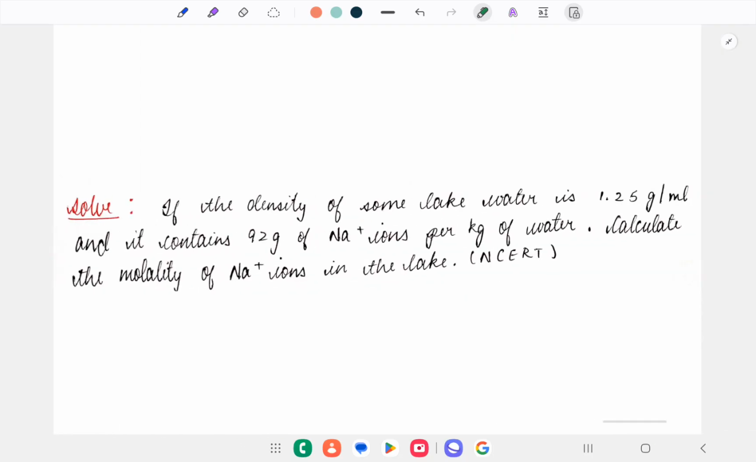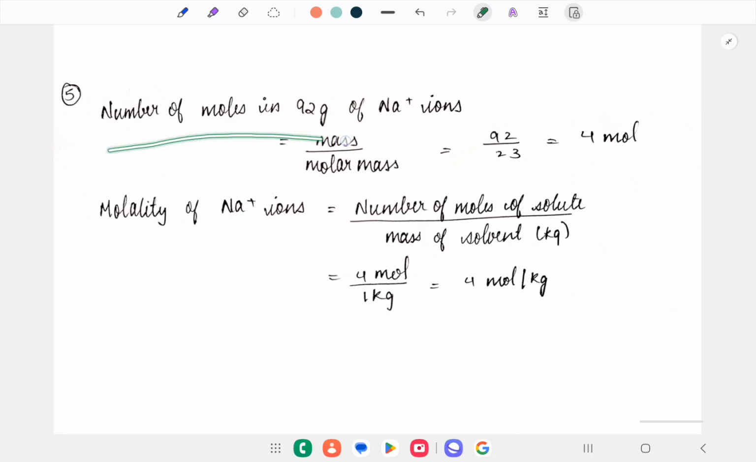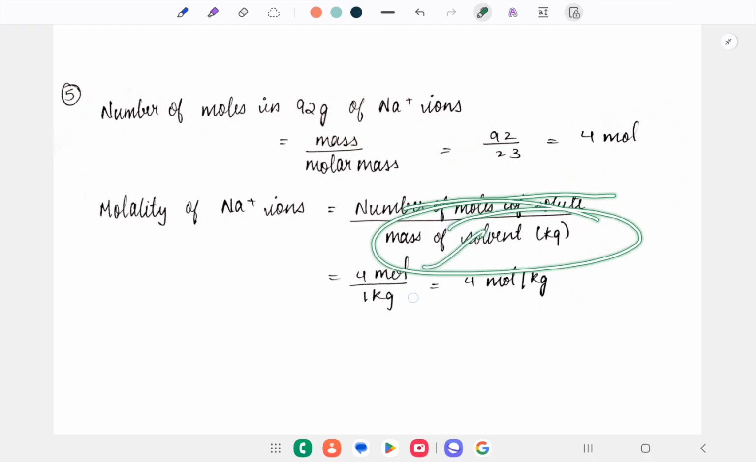Next question, if some lake water has a density of 1.25 gram per mole and it contains 92 grams of Na plus ions per kg of water, calculate the molality of Na plus ions in the lake. So it is provided that it is 92 grams. So it is simple that we can find the number of moles of 92 grams, that is given mass by molar mass. Molar mass of Na plus is 23, so the moles are 4 moles. So we can easily find the molality, that is number of moles of solute by mass of the solvent, which is 4 into 1 kg, which is 4 mole per kg.